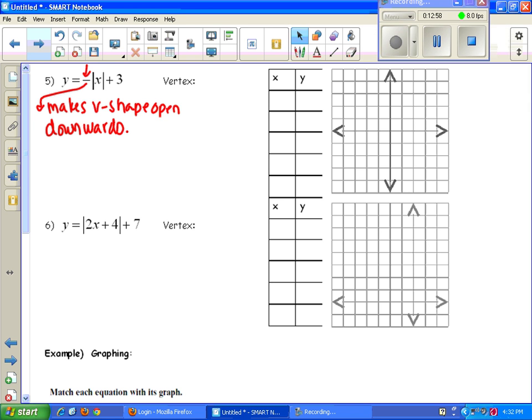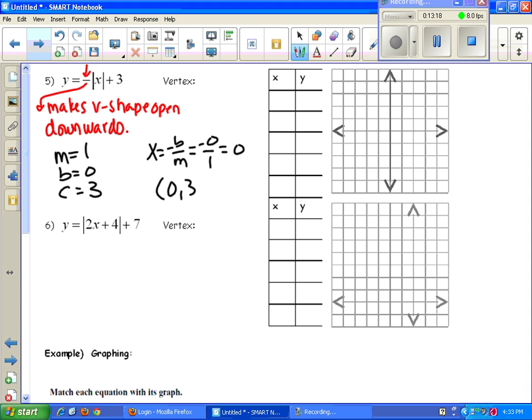So I still want to find my vertex. My m value is still what's attached to the x on the inside of your absolute value bar, so 1. My b is 0. My c is 3. So my vertex, x equals negative b over m, which in this case would be negative 0 over 1, which is just 0. And my y coordinate is 3, because that's your c value. So I have 0, 3. I'm going to plot that on my graph, 0, 1, 2, 3.